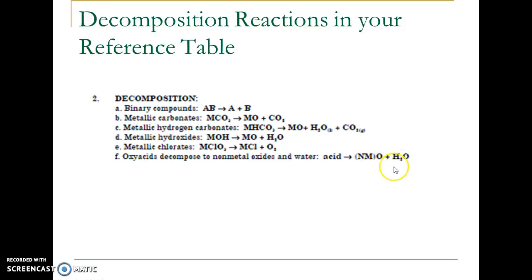Alright, so like before, we're going to try to do some practice problems. The very first thing that we're going to do is look at the reference table and decide what type of decomposition reaction it is, and then we're going to move forward from there to predict our product. Because remember, the reference table is telling you a majority of your answers that you're going to write down for your products.